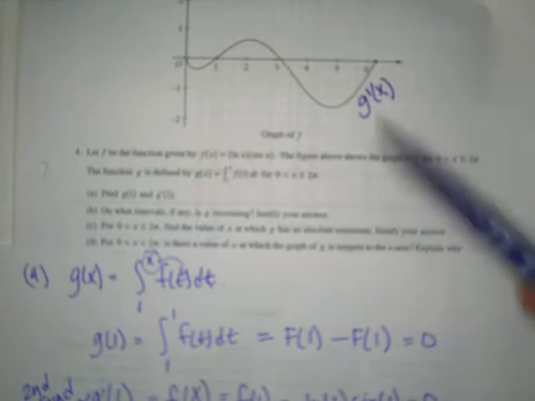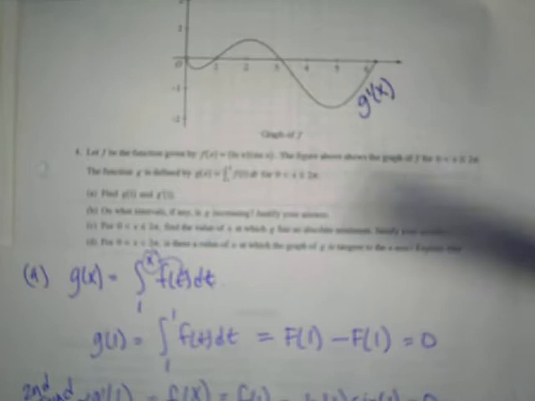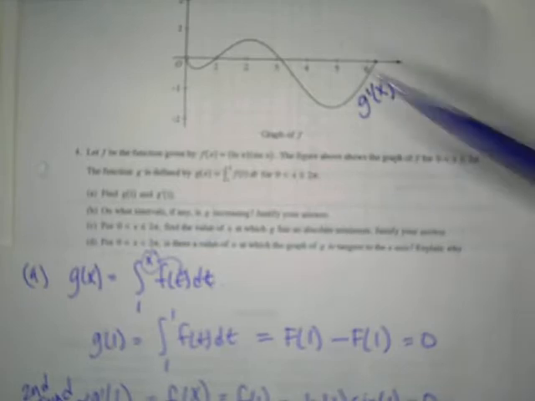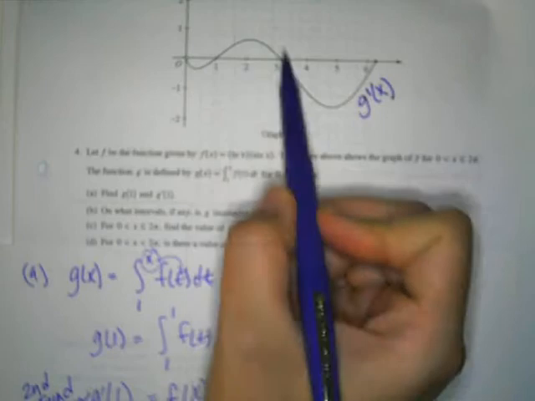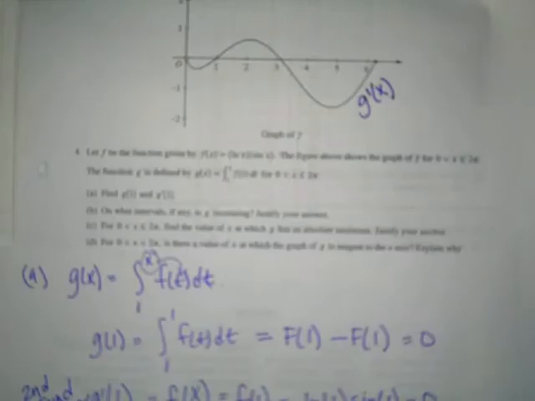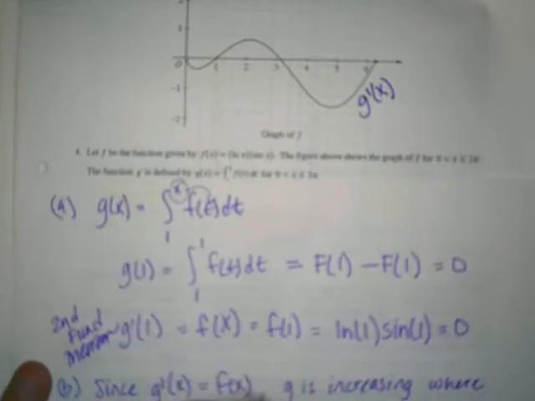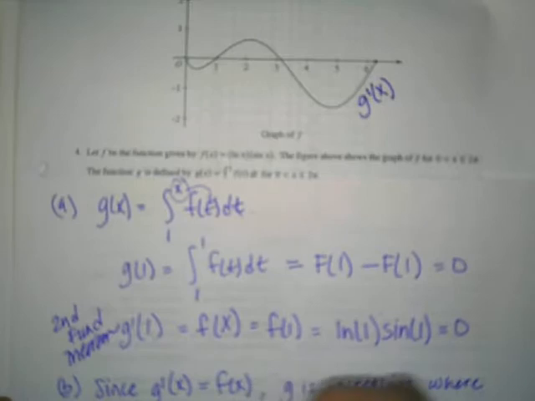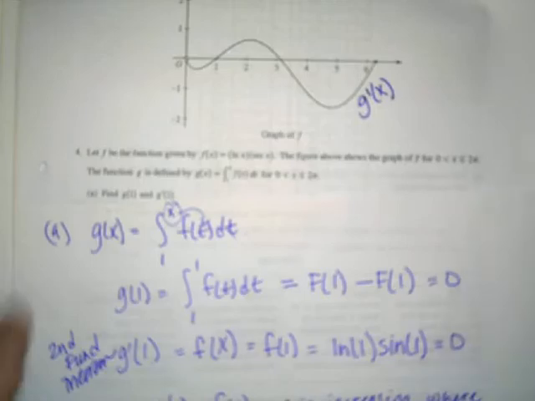If this is the derivative graph, I know the original function is increasing wherever the derivative is positive. So it's going to be between 1 and pi. So, since g prime of x equals f of x, g is increasing where f of x is greater than 0. And then we have to identify the interval. We said from 1 to pi.